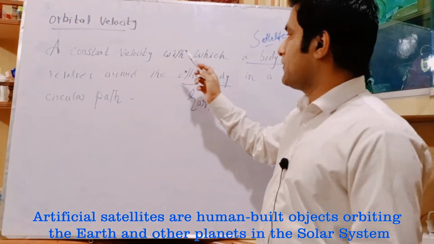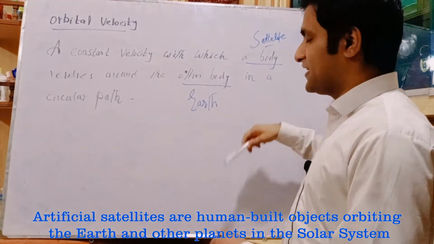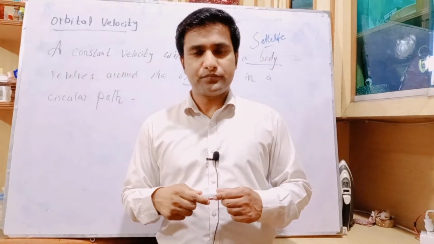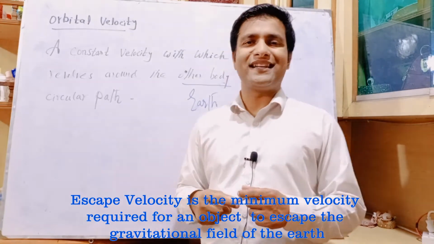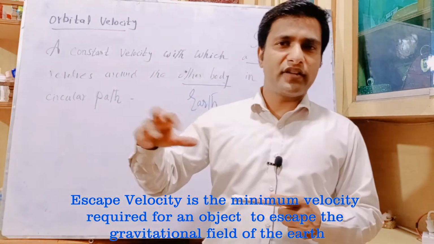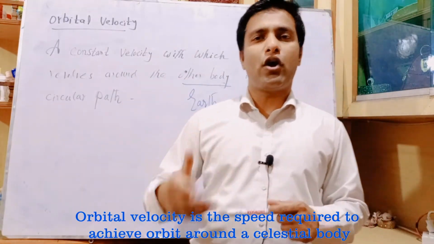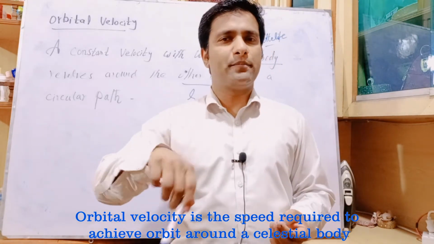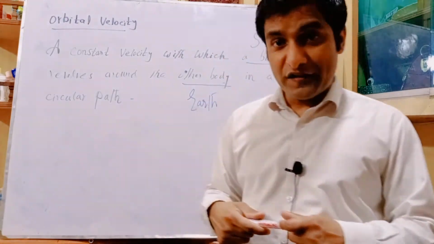So a constant velocity with which a satellite revolves around the Earth in a circular path is called orbital velocity. Whenever we launch any satellite from the Earth, it needs an escape velocity just to escape from the gravitational field, but as soon as it enters the orbit, it gains some velocity with which it starts revolving around the planet or Earth. So this velocity is called orbital velocity.